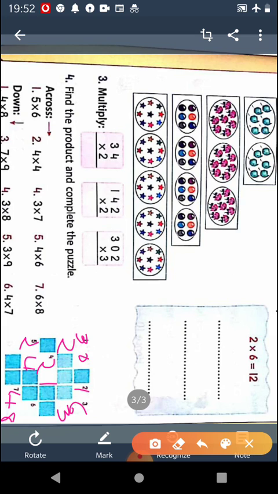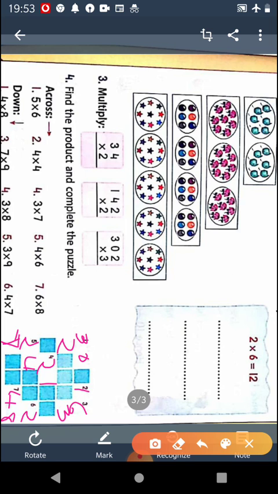Then 5 is 3 into 9. 3 9s are 27. 2 and then 7, 27. And then sixth is 4 into 7. 4 7s are 28. So 2 into 8. So this is how we complete the puzzle.